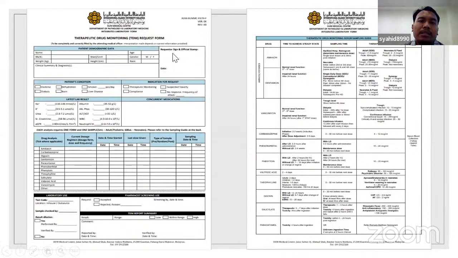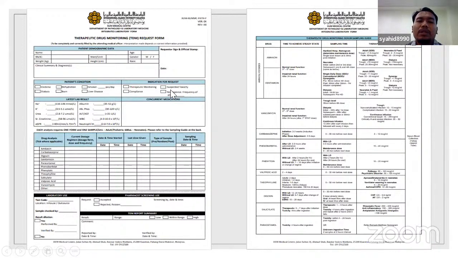For patient demographic data, the important part is you have to fill in the weight and height of the patient, and the requested signature. Then for patient condition, you have to tick if the patient has edema, dehydration, smoker, dialysis, burn, and liver disease. Kindly be reminded that this is also important in the interpretation of data.